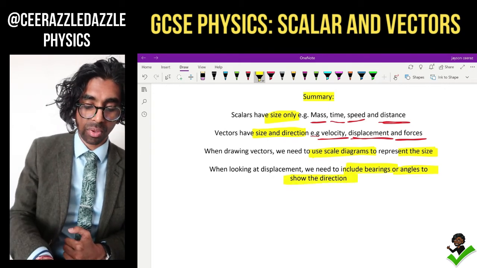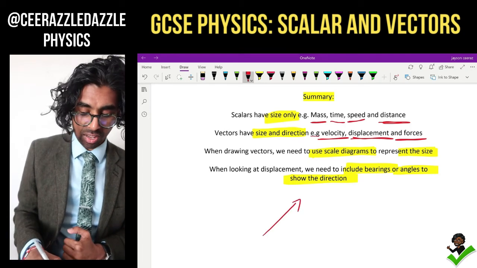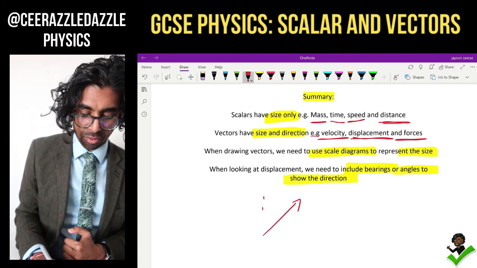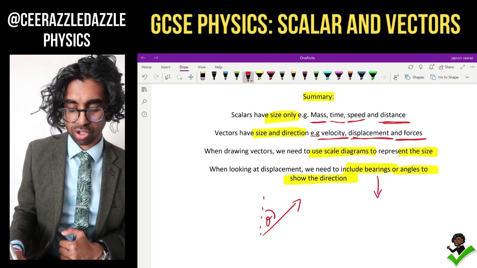So whenever I'm drawing them, for example, if I've got a displacement in this direction, I have to tell you the value of it, and I've got to put the angle, which is in bearings. So I need to use bearings to show me the direction.